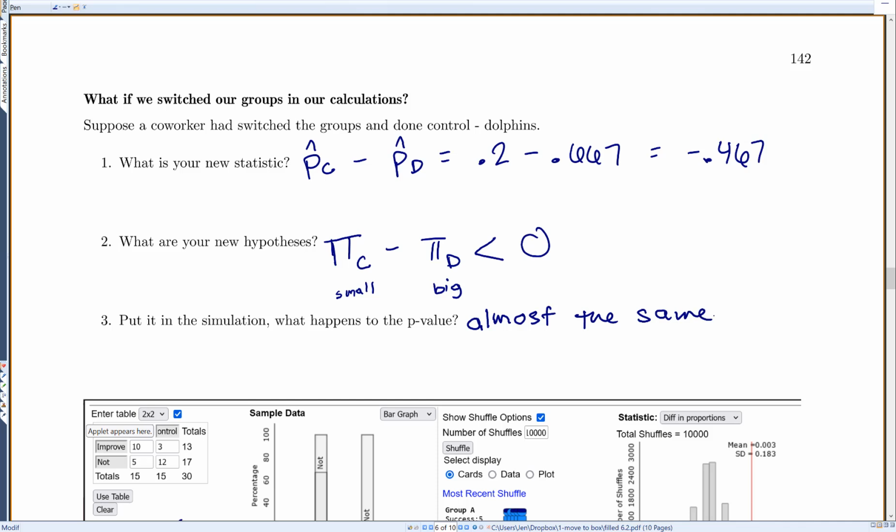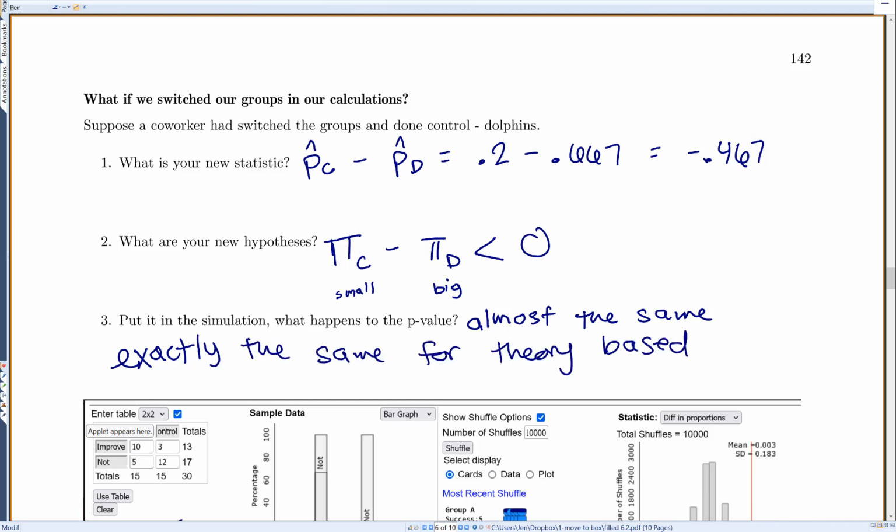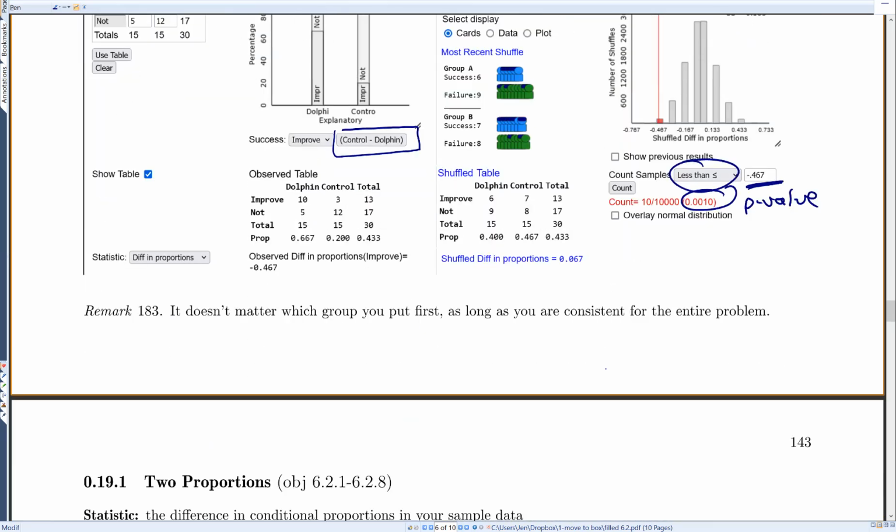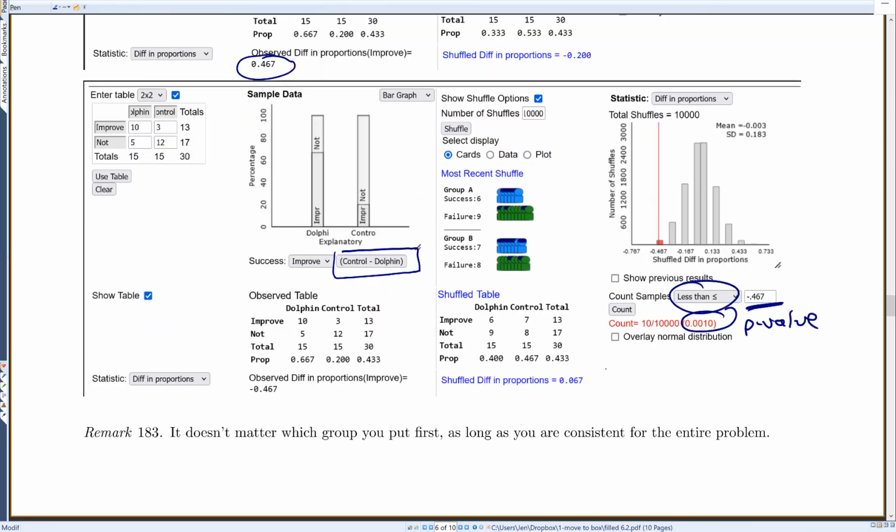And if you did a theory-based, it would be exactly the same. Simulations just aren't as accurate as the theory-based, and that's why it's not exactly the same number. But your statistic will just change from a positive to a negative. Your p-values will come out the same, or at least pretty close. Your hypothesis will just switch to a less than versus greater than, but your final conclusion will always be exactly the same. So it doesn't matter which group you put first as long as you're consistent for the entire problem. So if you start off doing control minus dolphin, you have to do that for the entire problem.